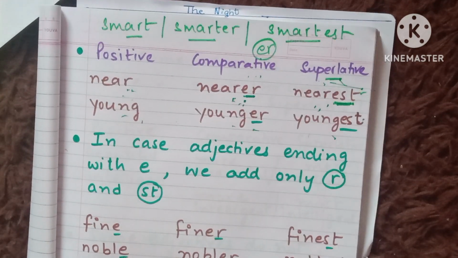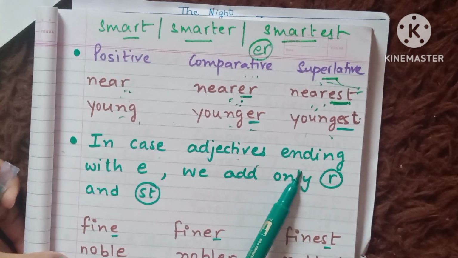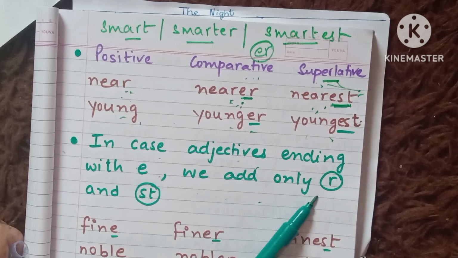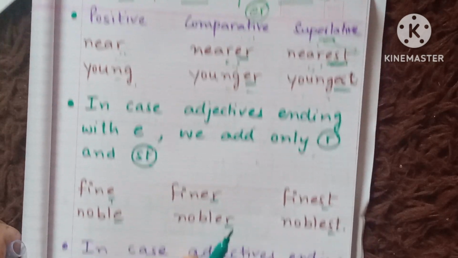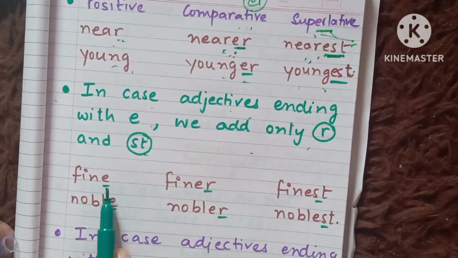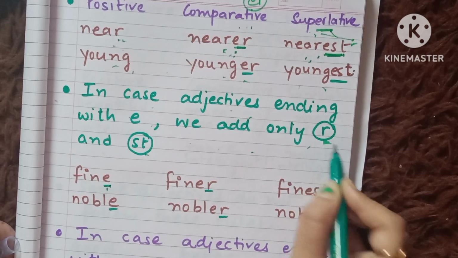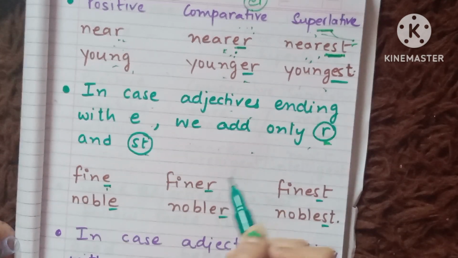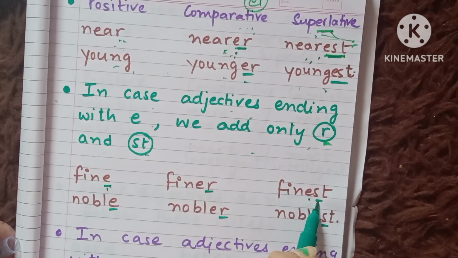Okay, now comes the rule. Let us see the rules now. In case of adjectives ending with E, we add only R and ST because the letter E is already there. See this. In case the adjective ends with E, we are supposed to add only R for the comparative because it is ER. So E is already given, we will add only R. And for EST, we already have E, so we will only add ST for the superlative.